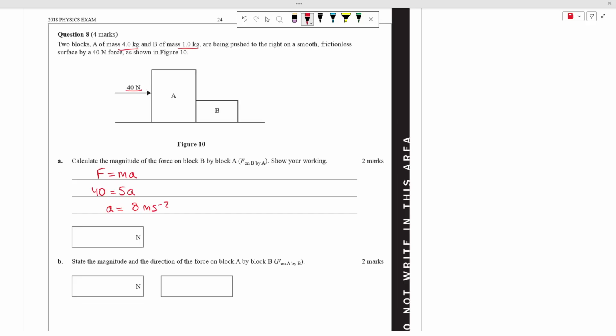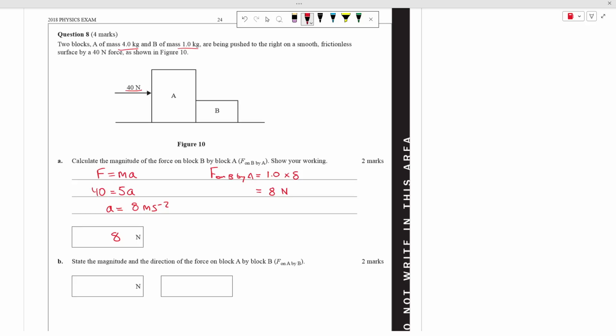Now, because A is pushed up against B, they're both accelerating at the same rate. So B is accelerating at 8 meters per second squared. And so now we know B's acceleration, we know B's mass, we should be able to work out the force acting on B. And the only force that's acting on B is the contact force from A, which is what we're required to find. So the force on B by A is equal to B's mass times B's acceleration, which is just 1 times 8, which is 8 newtons.